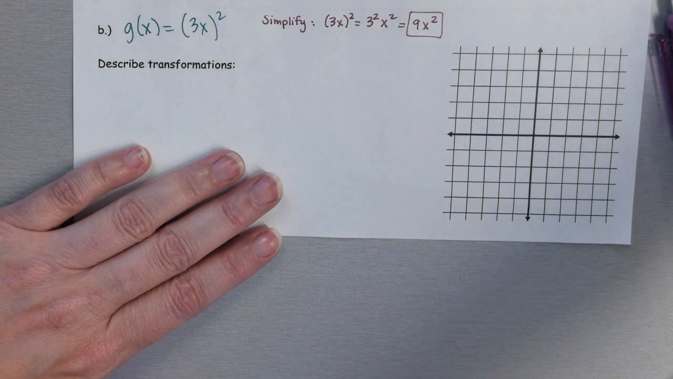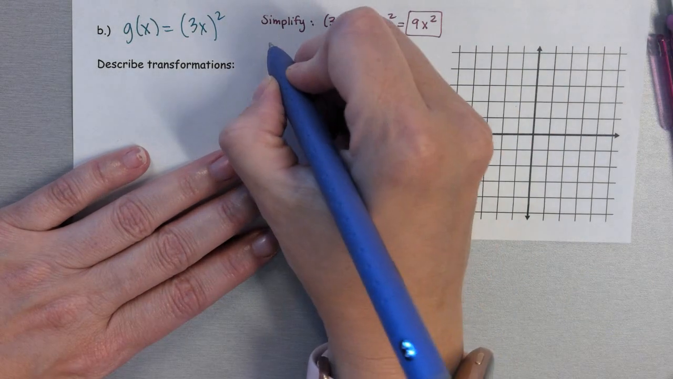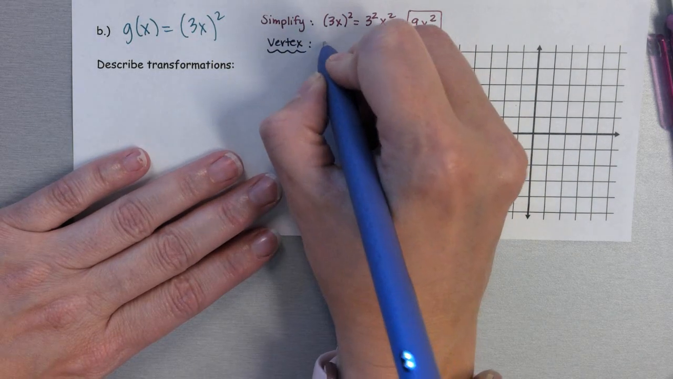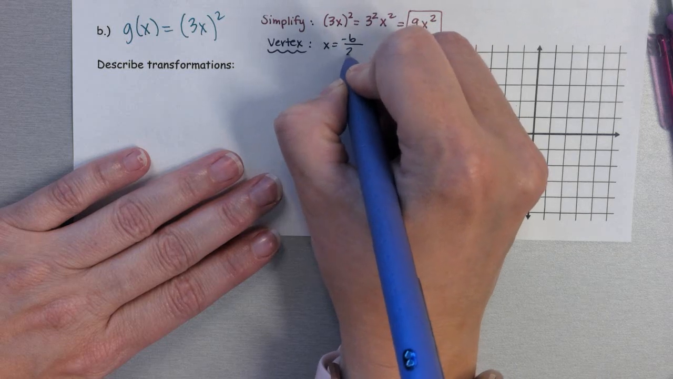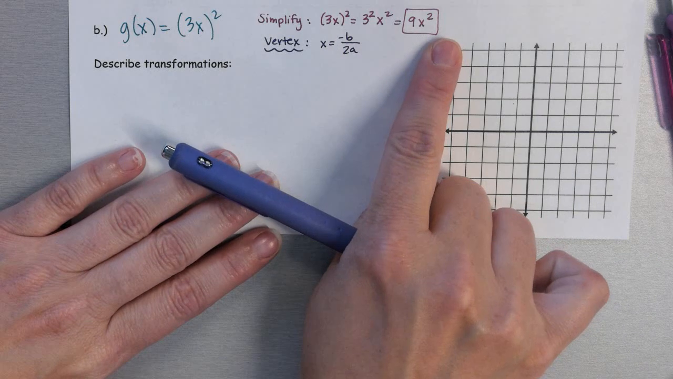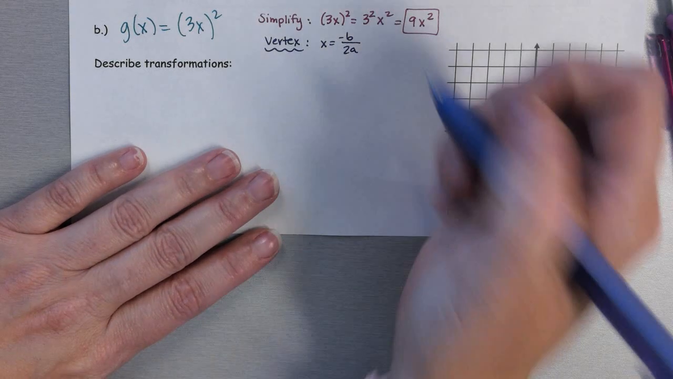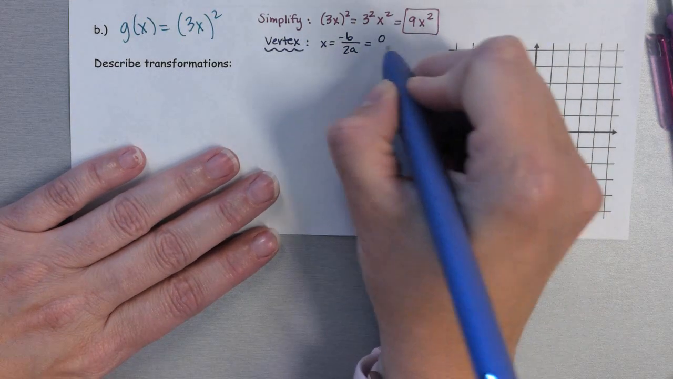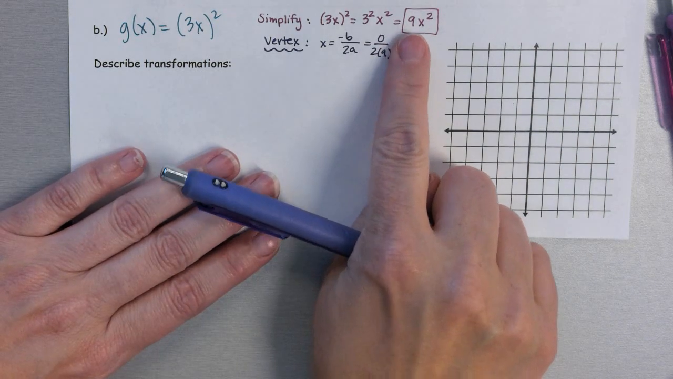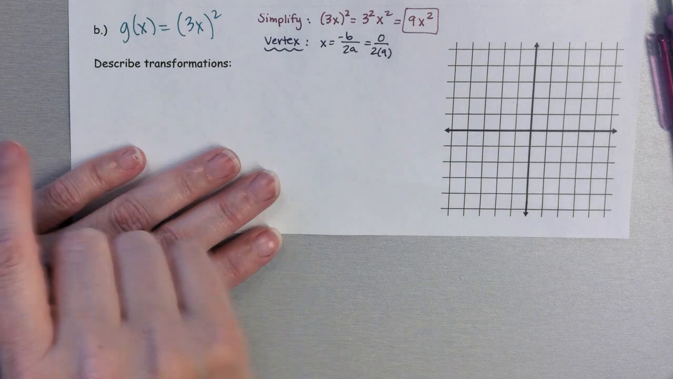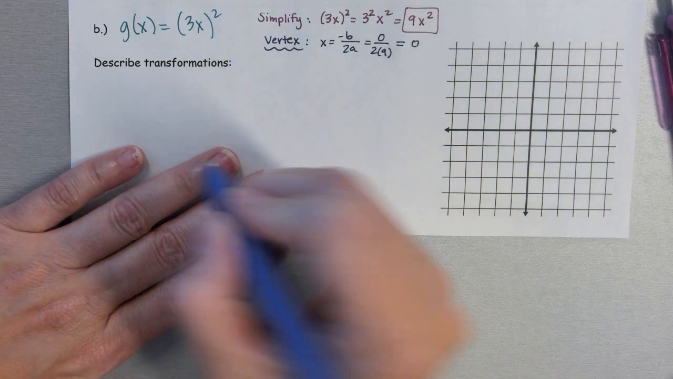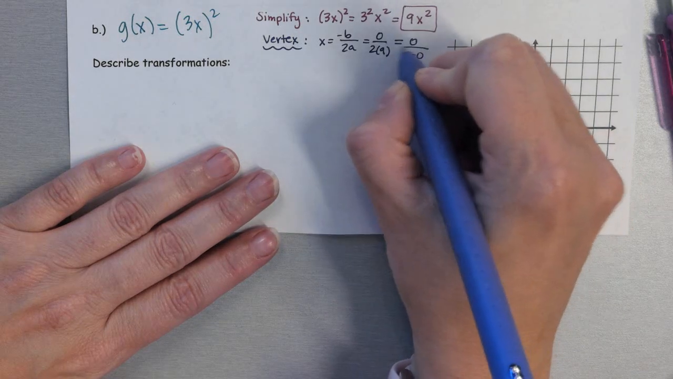We can use that to help us with finding the vertex. So remember yesterday we talked about how you can find the x coordinate of your vertex by using the opposite of b over 2 times a. Now the b value is always in front of x, but there's no x there. So that means your b value is 0, your a value is 9. That's why you want to simplify, so you can see your a and your b. Okay, so your x coordinate is going to be 0.